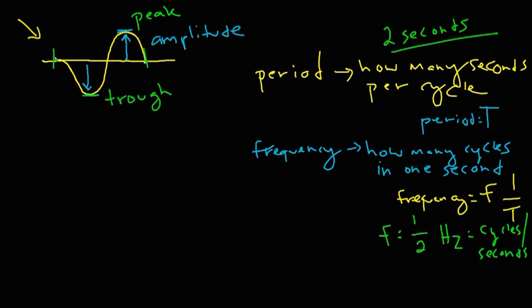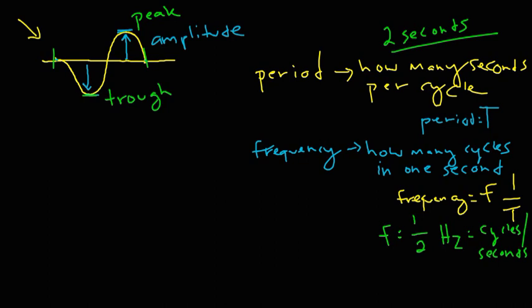So, quick review. We have one cycle here of a wave. This is an S wave. It hits its peaks, it hits its troughs. The amplitude is the magnitude of this wave from the origin up to a peak, or down to a trough, I should say.